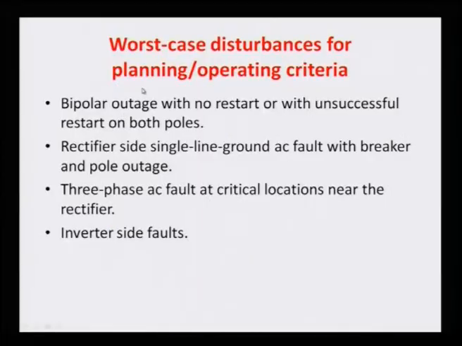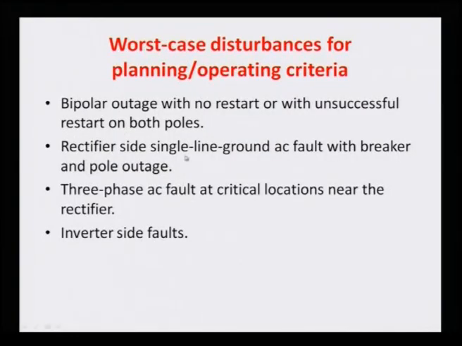Here we can consider the various worst case disturbances for the planning and operating criteria. On the DC side, we have to include the bipolar outages with no restart, or unsuccessful restart of both poles. If both poles are out, or we are trying to close and it is still not working, that event is what we take care of on the DC side.